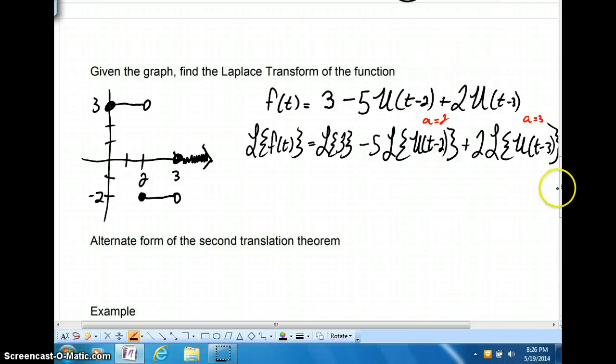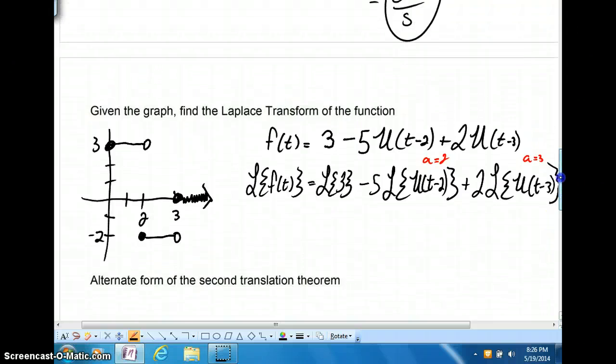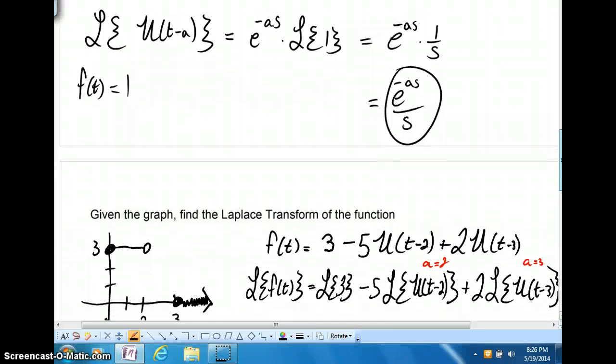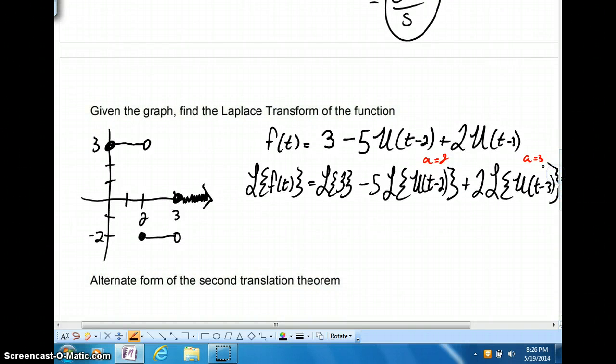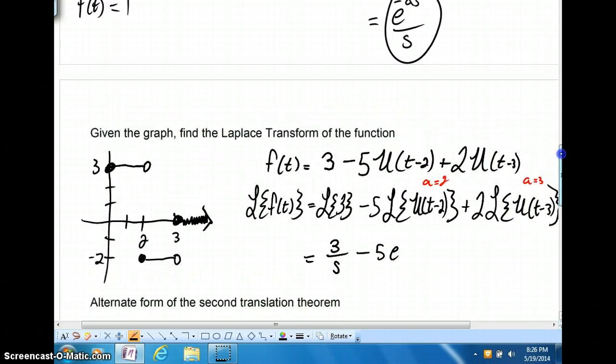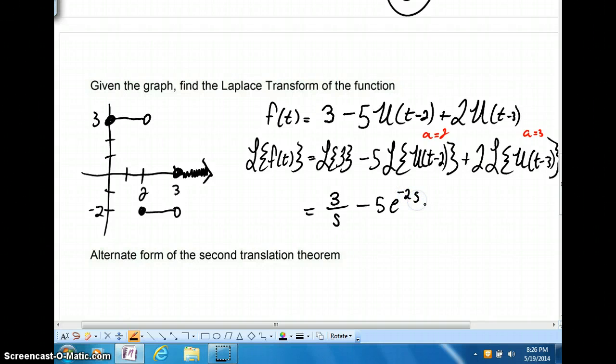But if we were to refer back to the Laplace transform of a unit step function, look what we just saw a moment ago at the top of the screen. The Laplace transform of a unit step function of t minus a is e to the negative as all over s. So let's see if we could go back and finish this up. A Laplace transform of a constant is always that constant all over s. This would be minus 5 e to, as you see right above here, negative as. That would be negative 2s all over s. And then finally we'd say plus 2 e to the negative 3s all over s, and then we'd be done. So that's our Laplace transform for that function at hand.